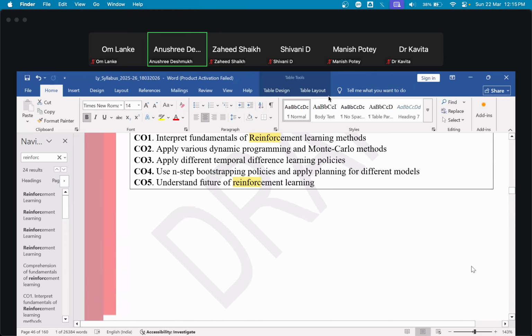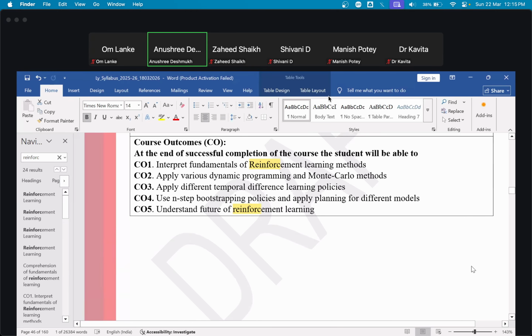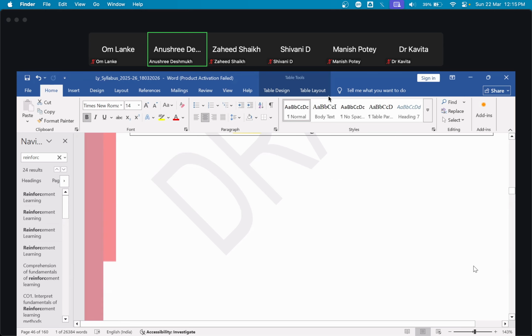Then the course outcomes are: interpret the fundamentals of reinforcement learning methods, apply various dynamic programming principles and Monte Carlo methods, apply different temporal differences and learning policies, use n-step bootstrapping, and understand the future of reinforcement learning.